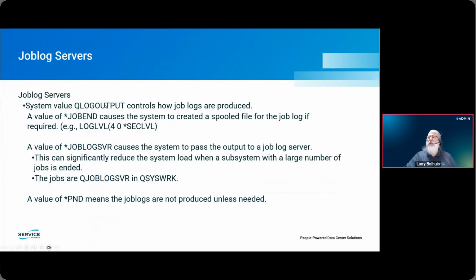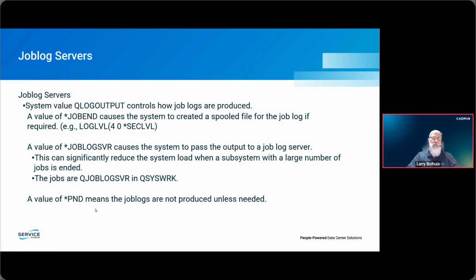Job logs, we talked about those a little bit. QLOGOUTPUT controls how they're produced. If you say *JOBEND, then it uses some CPU at the end of the job to create it. But if you say *JOBLOGSVR, those things get sent off to a single job that produces them as it has a chance. And if you say *PND, then they don't get produced at all, and you can view them with WRKJOBLOG.